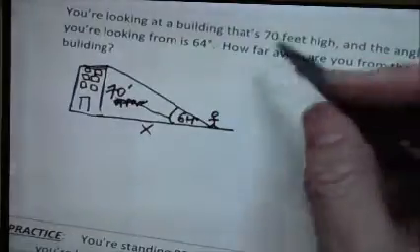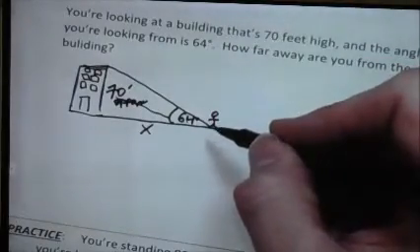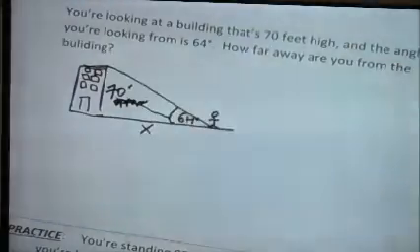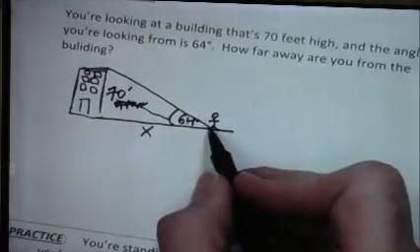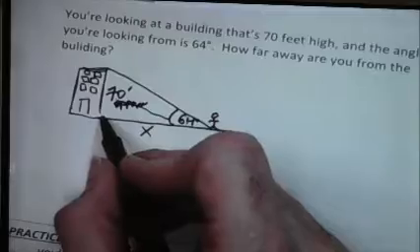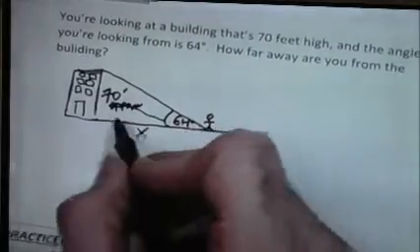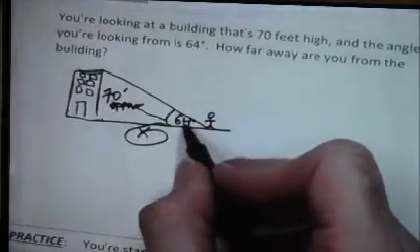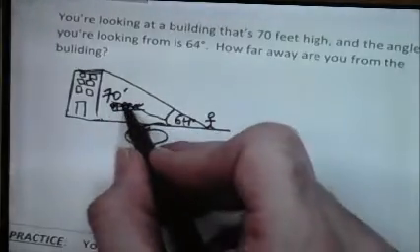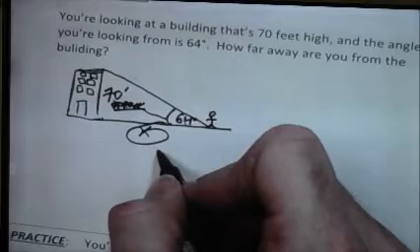The question doesn't ask me how high is it from, or what's the distance from where I'm standing to the top of the building. If it said that, I'd have to find the hypotenuse. All it says is how far is it for me from here to the building, which would mean the logical sense would be the shortest distance, which would be here. So that means I need this, which is the adjacent. So I know the opposite. I need to find out the adjacent.